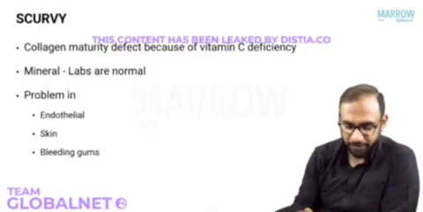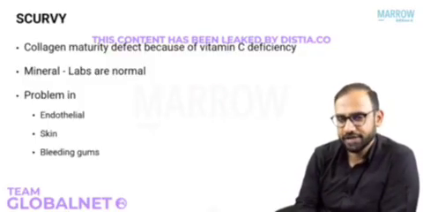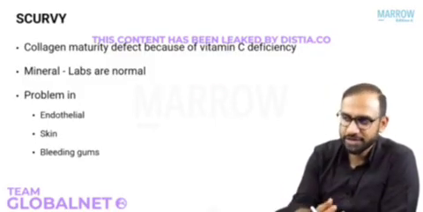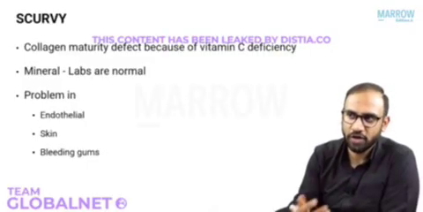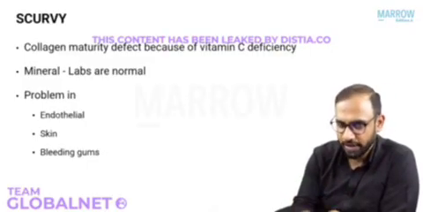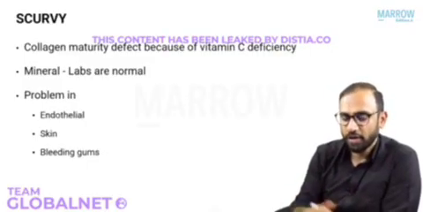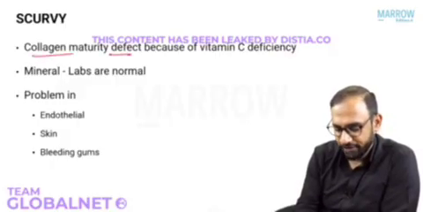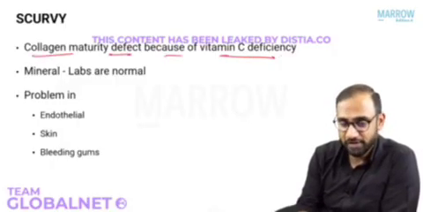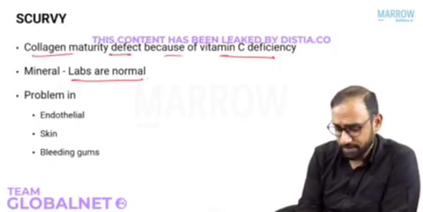Now, moving on to scurvy. Scurvy is vitamin C deficiency, and obviously you know what it is. Absence of vitamin C will not allow the procollagen to become mature collagen. So there will be an abnormal or weak collagen. So it is a collagen maturation defect because of vitamin C deficiency. Obviously, since it's a collagen problem, labs are usually normal.